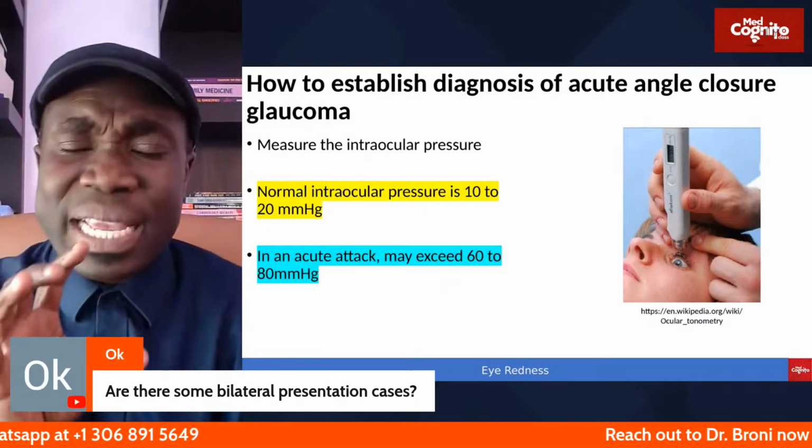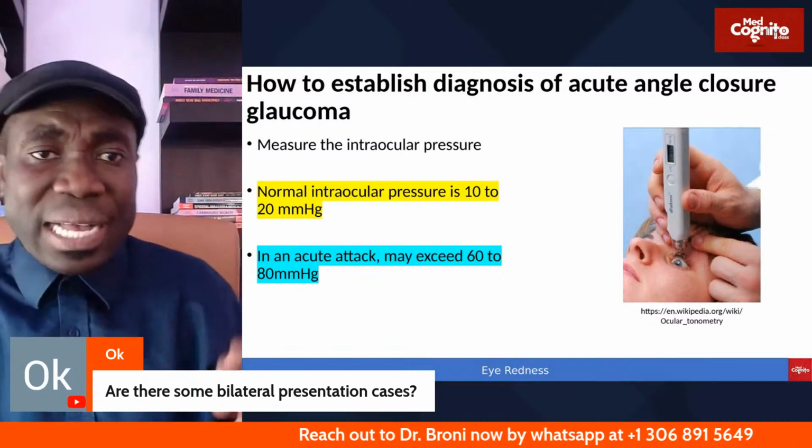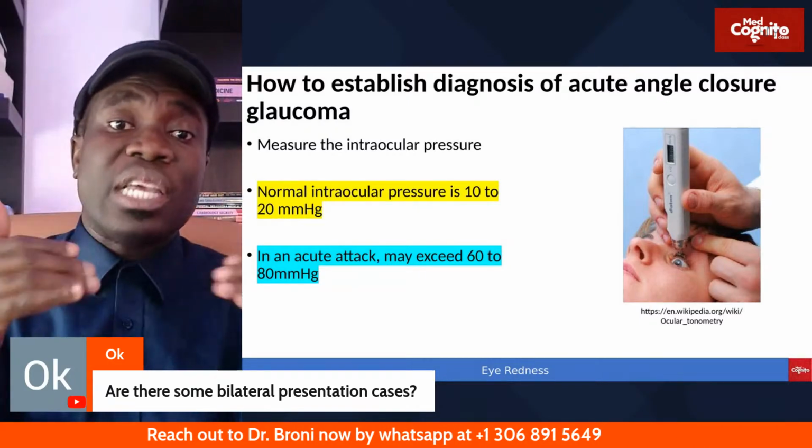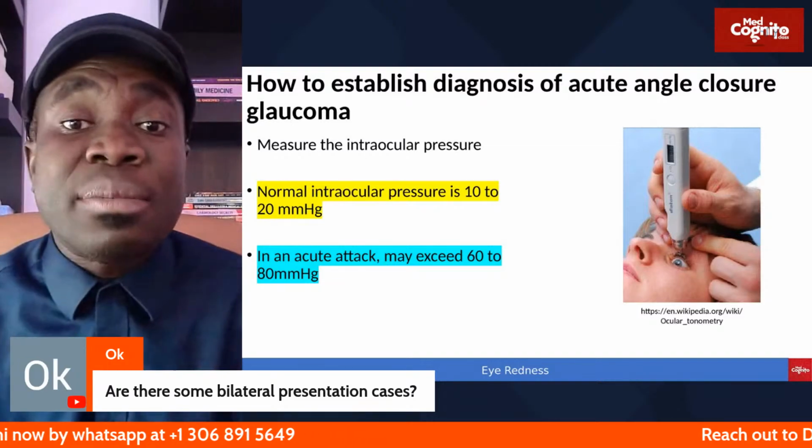What's the normal pressure in the eye? 10 to 20 millimeters of mercury. In acute angle closure glaucoma, what is the usual pressure? Above 60 millimeters of mercury to almost 80 millimeters of mercury.